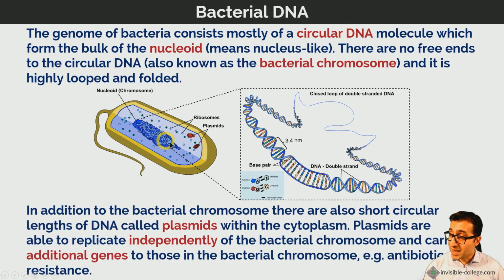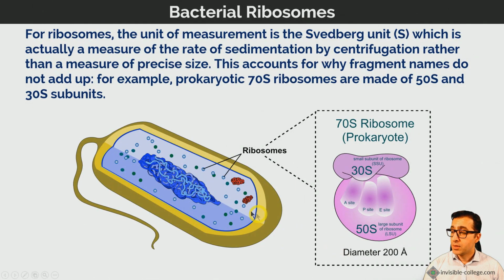Now, in addition to the main bacterial chromosome, some bacteria have these smaller loops of DNA called plasmids, and these are able to replicate themselves independently of the bacterial chromosome and can even be passed from one bacterium to another to allow the transmission of characteristics from one bacterium to another one, such as antibiotic resistance. The bacterial ribosomes are smaller than the ones found in eukaryotes, as we said before.